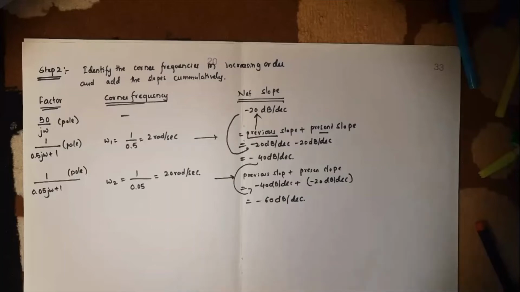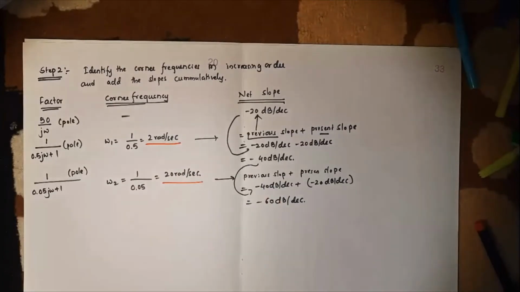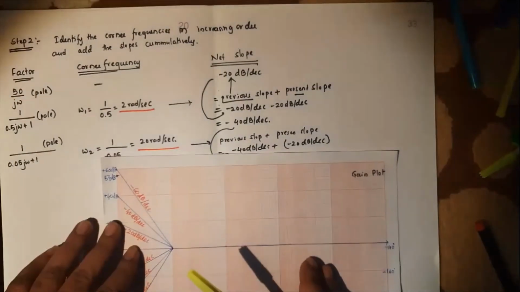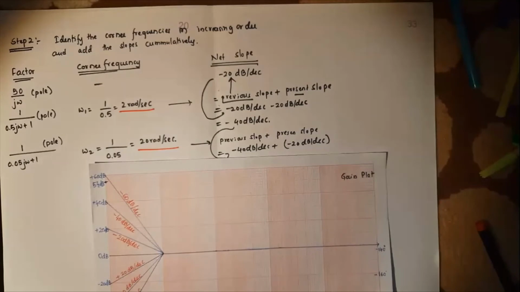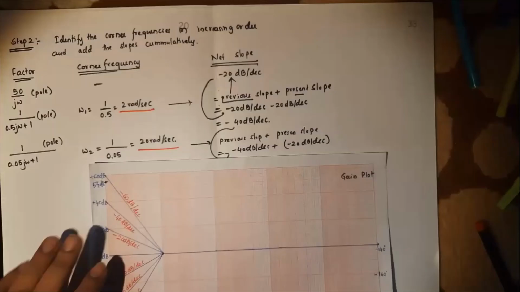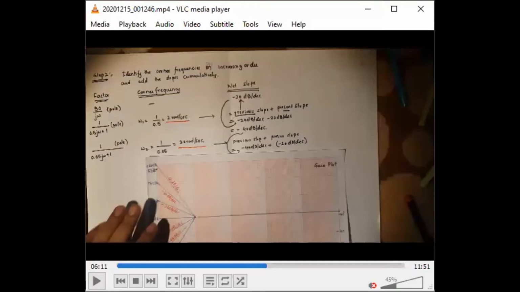Similarly for the third factor, both are in increasing order. So how do we proceed next? Everyone please carry a scale, and I will show you how to draw the line and how to proceed with the graph. Fine. Take a scale and choose the starting point, and mark the corner frequencies. You can mark the corner frequencies as shown.